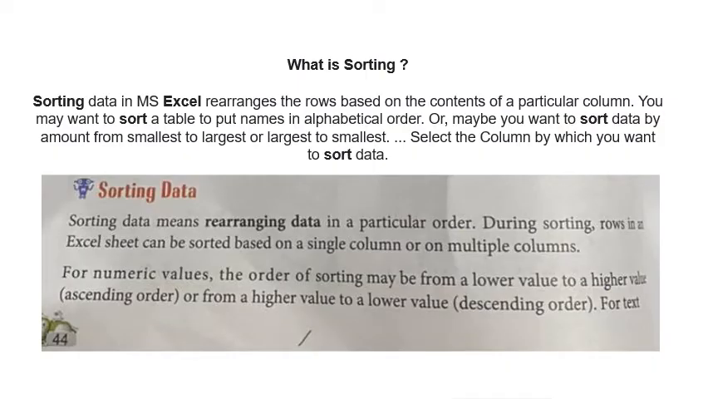sorting. What is sorting? Open page number 44 of your book, lesson 4. Sorting means rearranging data in a particular order. Particular order means you can arrange your data either in ascending order or in descending order. During sorting, rows in an Excel sheet can be sorted based on a single column or on multiple columns. This type of sorting is called default sorting, in which sorting is applied on the first column and we can arrange data in ascending or descending order.